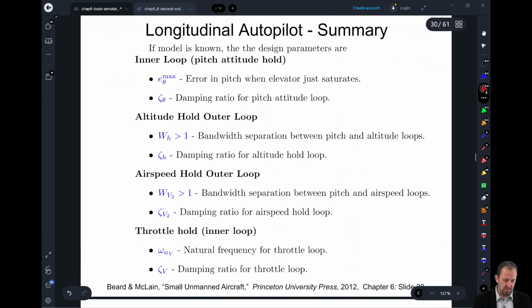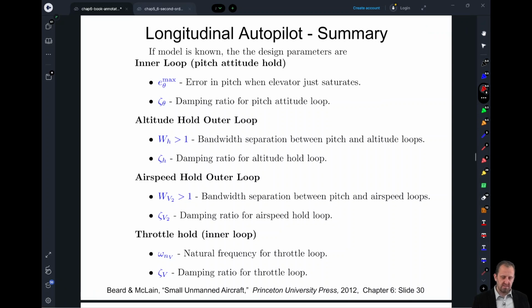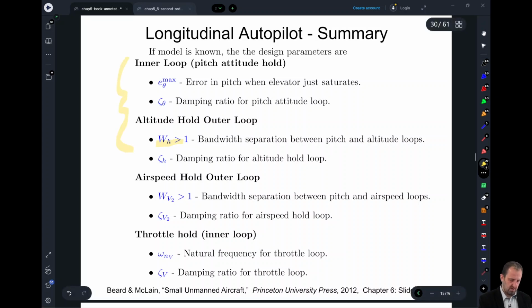Okay, so a summary. The only inner loop we have in this one is our pitch attitude hold. We have our pitch angle as one of the design parameters, and our damping ratio. Recall that the attitude hold is defined in terms of the natural frequency of the pitch loop. And this is control loop 1, and then we have our control loop 2.